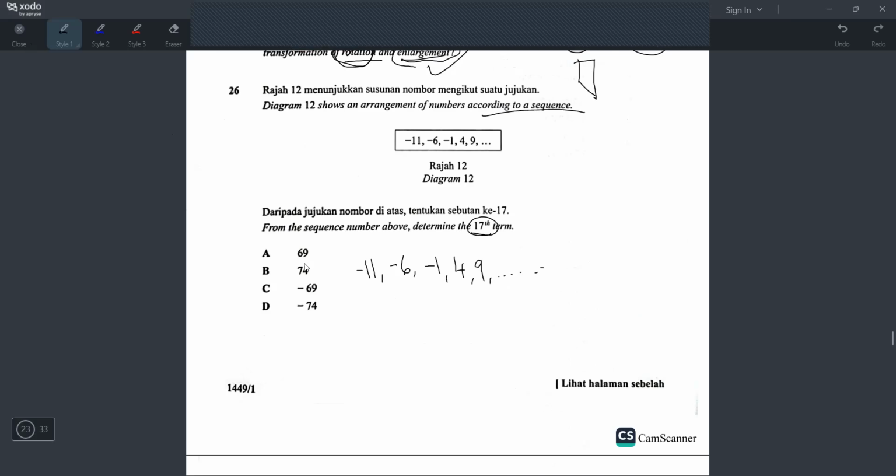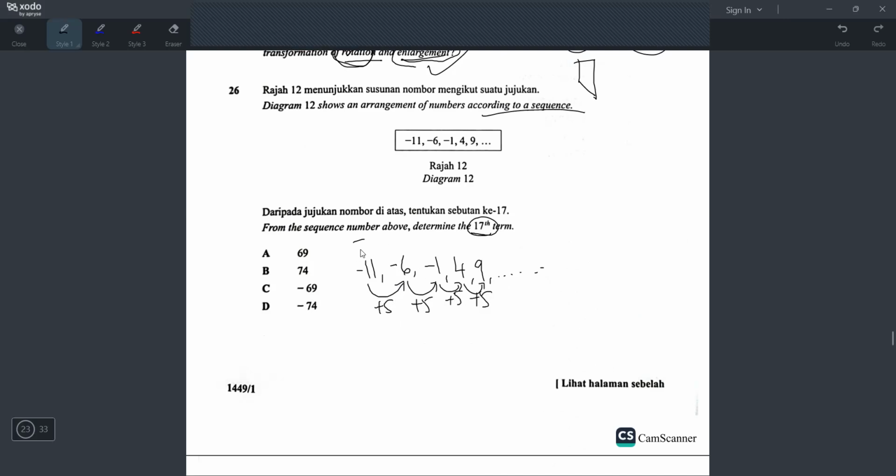So we can see a pattern here. Negative 11, how to become negative 6? Plus 5. How do I know it's plus 5? I just use my calculator and press negative 6 minus negative 11. Then I get 5. Here to here also plus 5. Here to here also plus 5. Here to here also plus 5.